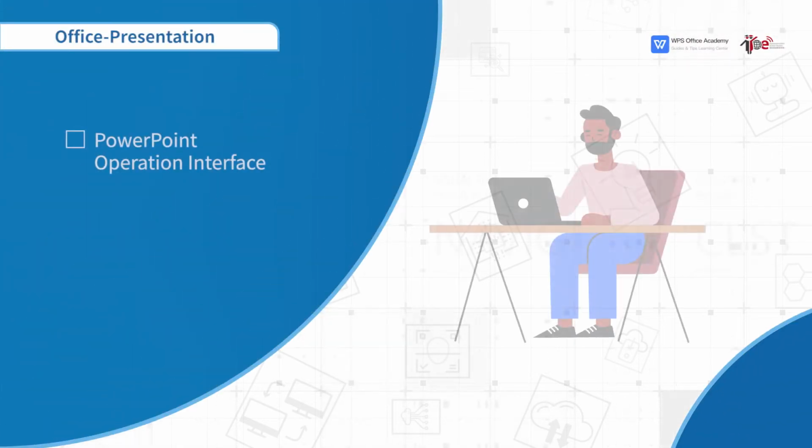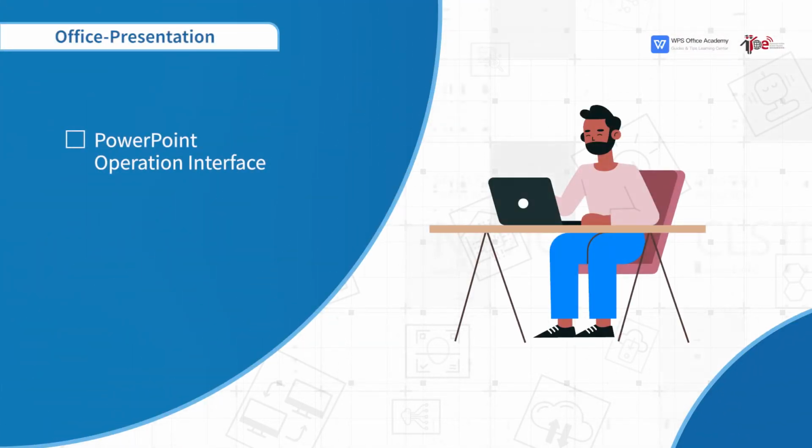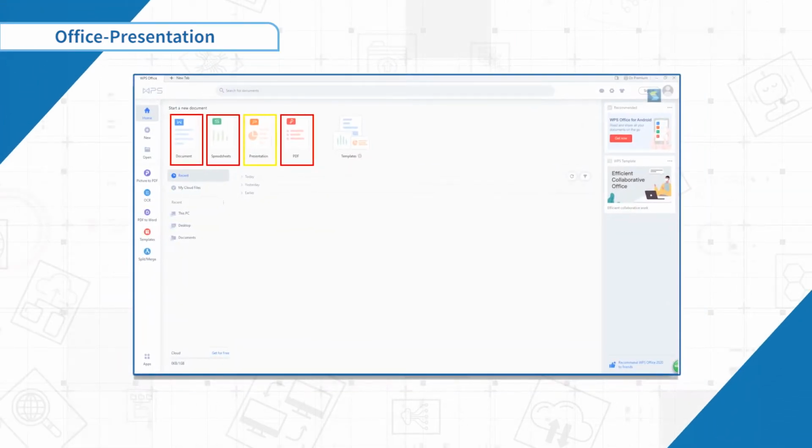Let's move on to the second part of this section, PowerPoint Operation Interface. When we enter into the beginning interface, we can see several buttons on the interface. These buttons can create Word, Excel, and PowerPoint documents. The software can also open and edit PDF documents. In this course, we mainly introduce the usage of WPS PowerPoint.